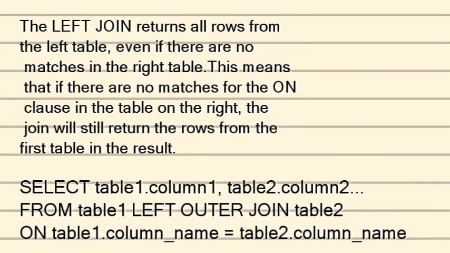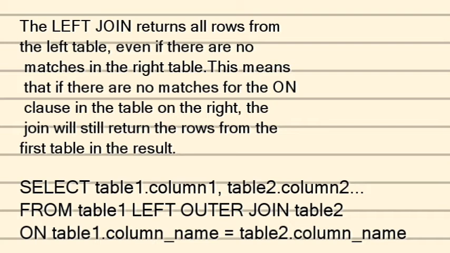The type of join that we have is a left join. So basically the left join returns all rows from the left table even if there are no matches in the right table. Meaning it will return everything from the left table even if there are no matches for the on clause in the right table. The join will still return the rows from the first table. So the syntax will remain the same. Just the changes will be made where we were writing inner join, where I will write left outer join.